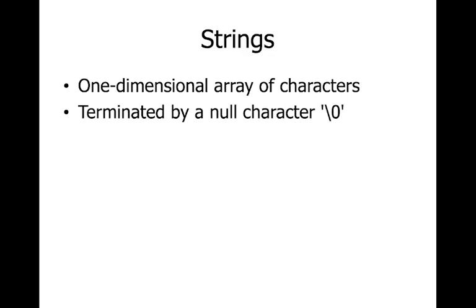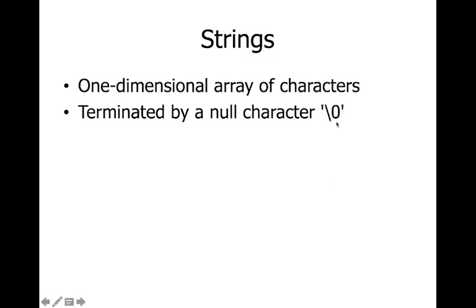Strings are one-dimensional arrays of characters. In C, strings are represented as one-dimensional arrays of characters. We have already seen what is an array. Similar to an array, strings can also be represented as a one-dimensional array of characters. The only difference is that it is terminated by a null character.